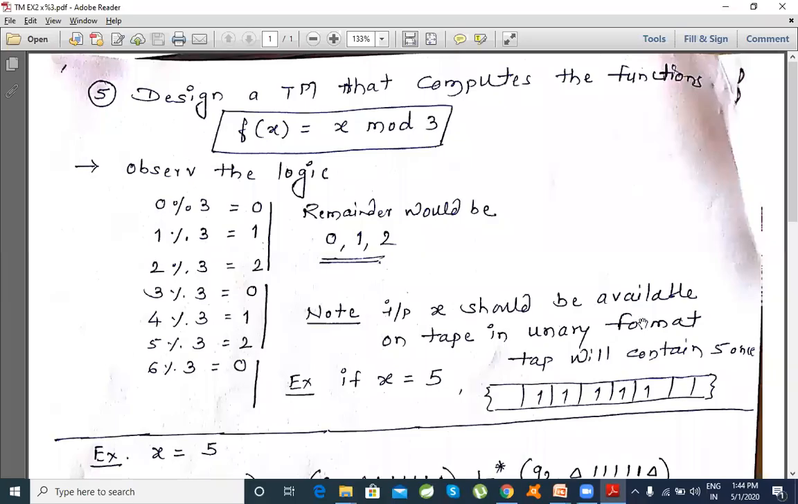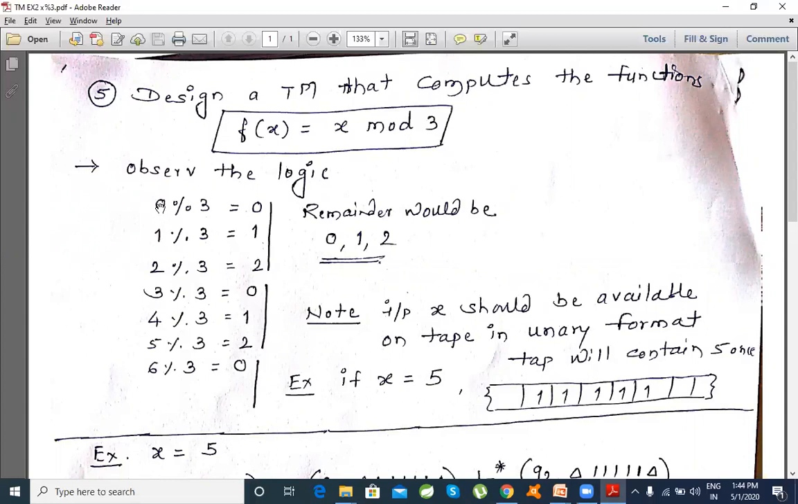Hello, friends. Welcome back. In this session, we'll design a Turing machine that computes a function. The input can be any valid input. If we take x mod 3 for any valid input, what would be the answer, and how will this be computed by a Turing machine? It's simple. Let's look for the pattern and the logic of how the Turing machine can compute this.